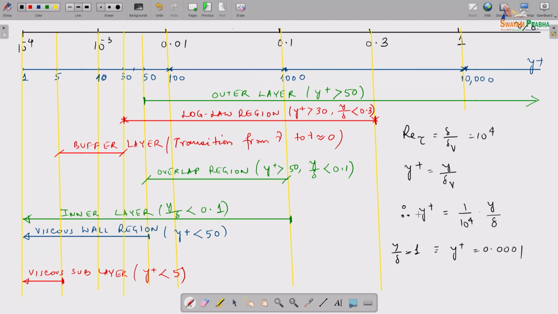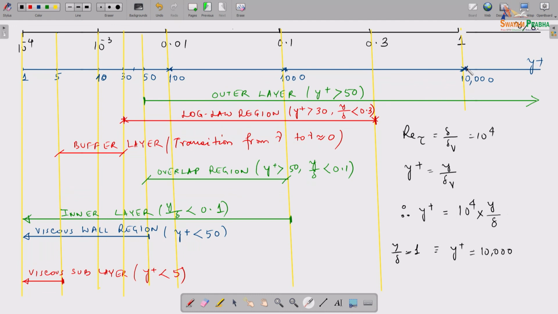Actually, I made a mistake here. Let's just put that down: y plus is 10 to the power 4 into y by delta. Is that right? So now say y by delta is equal to 1, which is actually right here. If that is the case, then y plus is actually equal to 10,000, which is where I am. So I'm in the outer layer really.